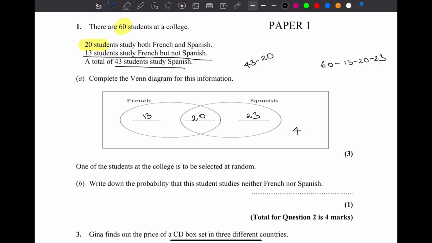Write down the probability that the student studies neither French nor Spanish. So not French, no Spanish, which makes it how many people? It makes it 4 people out of 60 people in total. If you simplify, that is 1 over 15.